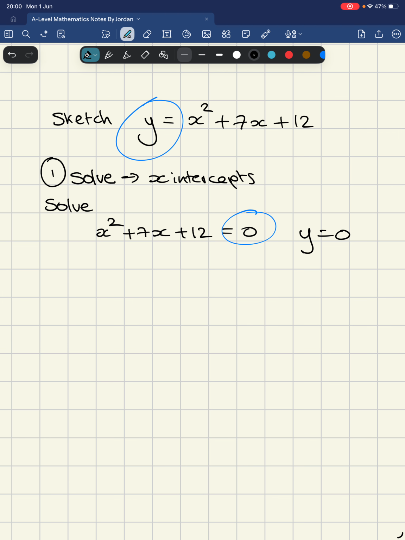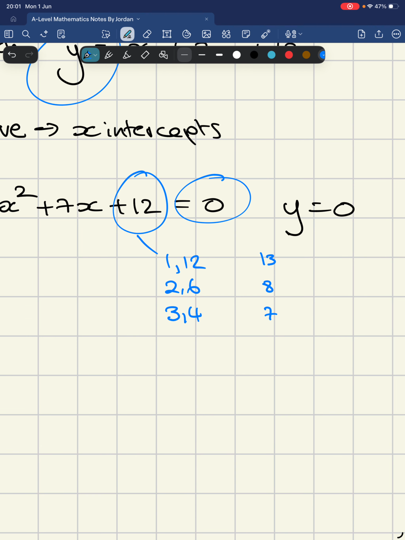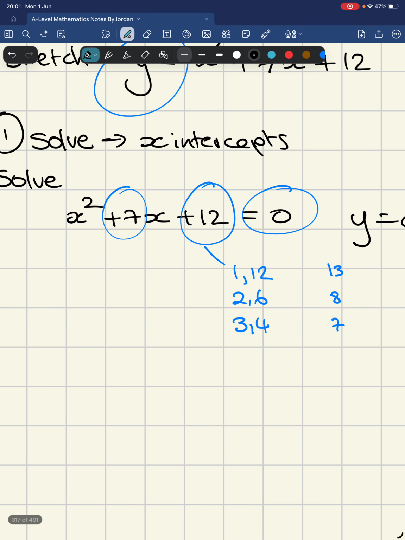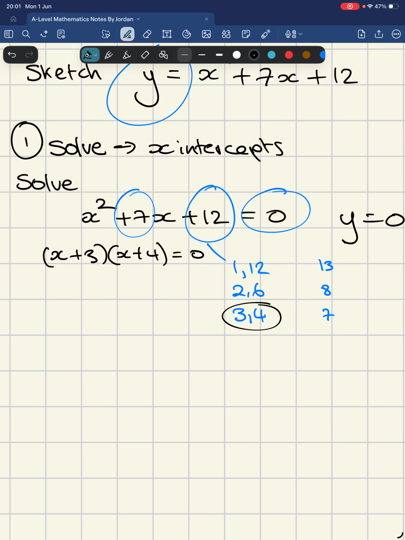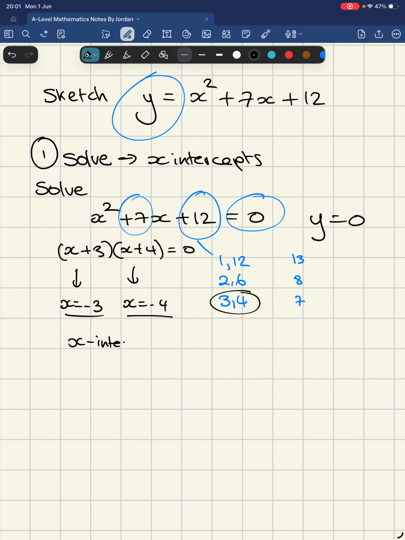So let's go and do that. We've got 12 at the end, so I'm thinking 1 and 12, 2 and 6, 3 and 4. If I add all these, I get 13, I get 8, and I get 7. And you can see I have a 7 there. So I need to pick this combination: x plus 3 and x plus 4. Going down from these, remember, we just reverse the sign that we see. So instead of positive 3, we'll have x equals negative 3 and x equals negative 4. These are the x-intercepts.